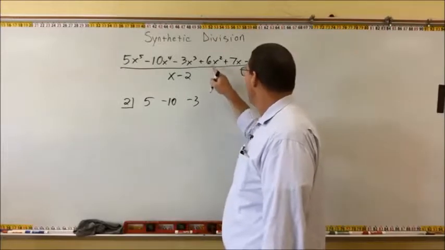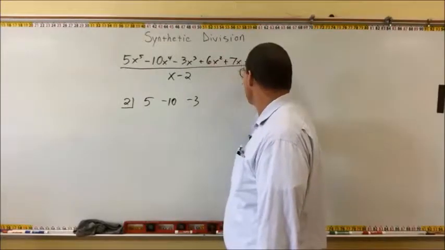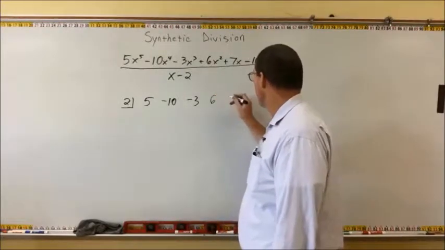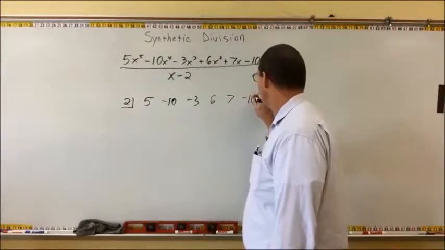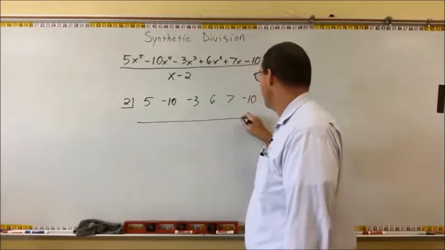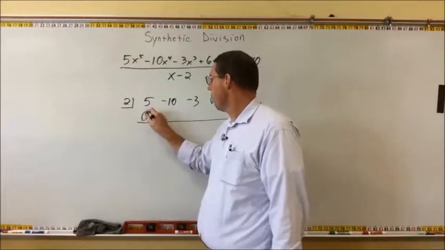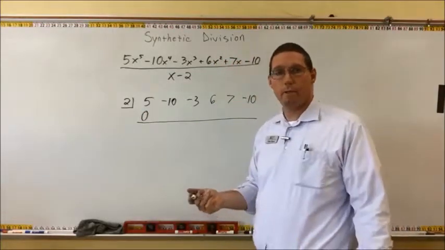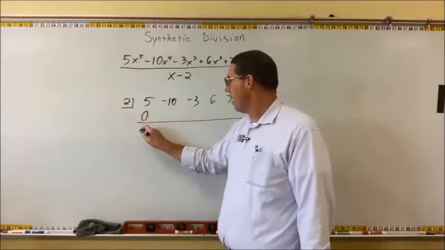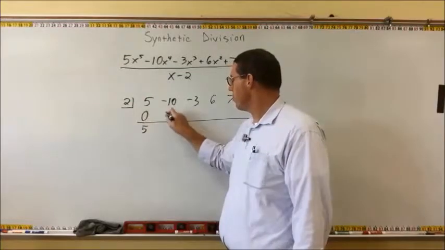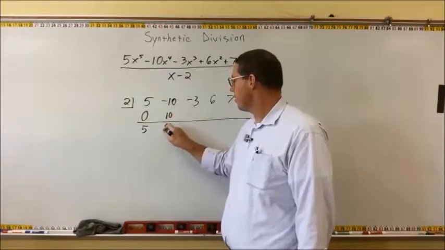All right. So let's. Then we got a 6, a 7, and a negative 10. A 6, a 7, and a negative 10. All righty. Now we're going to put a 0 under the first number, and we're going to execute. 5 plus 0 is 5. Times 2 is 10. 10 minus 10 is 0.